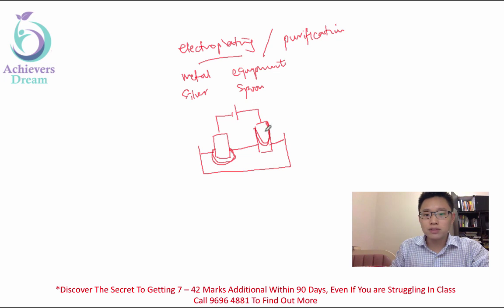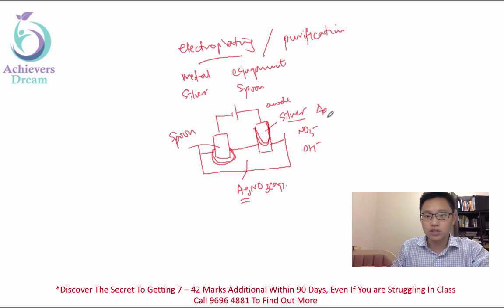So right now, we're going to put silver over here, and I'm going to put the spoon over here. We're going to use something called silver nitrate. It must be something related to silver in order to plate it, so aqueous. At the anode, we know that silver will get discharged even though there is NO3- and OH-, because it is easier to discharge silver. So silver got discharged: Ag becomes Ag+ + e-.